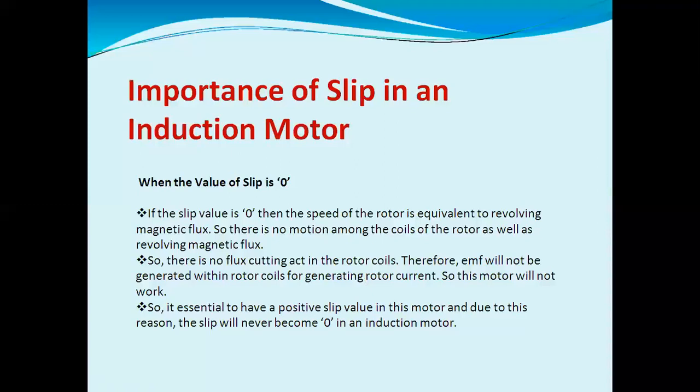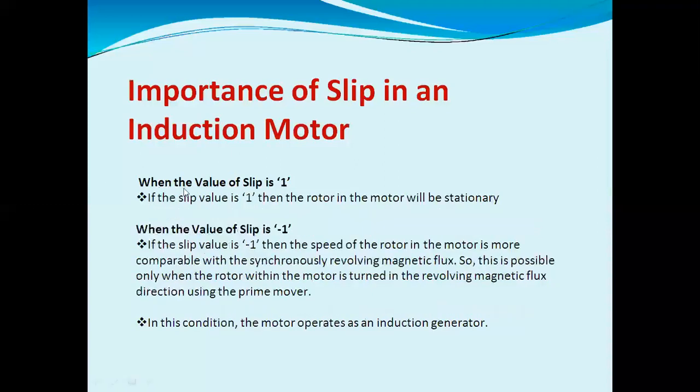Another case is when the slip value is 1. When the slip value is 1, Nr is 0. So the slip value 1 means the rotor in the motor is stationary. This is called the standstill condition of the rotor.